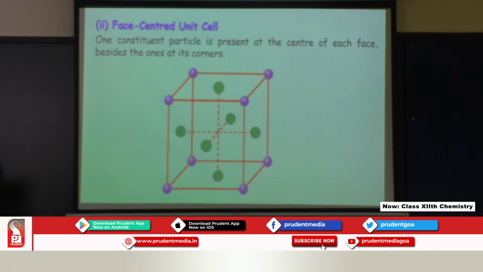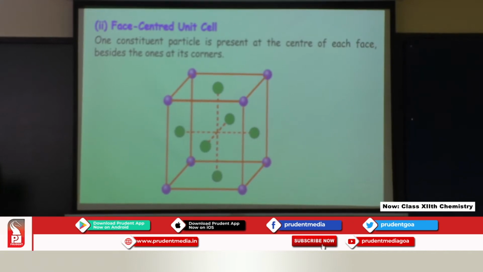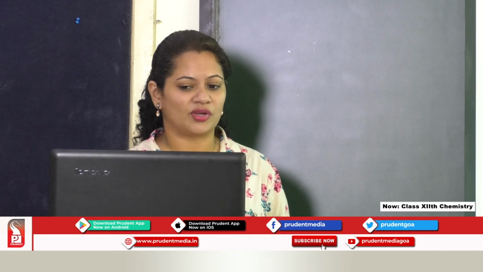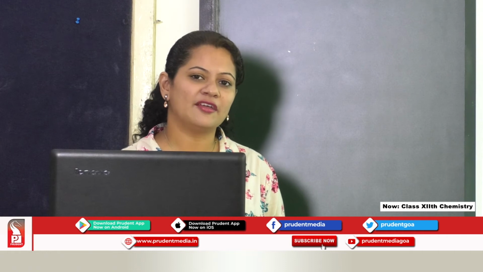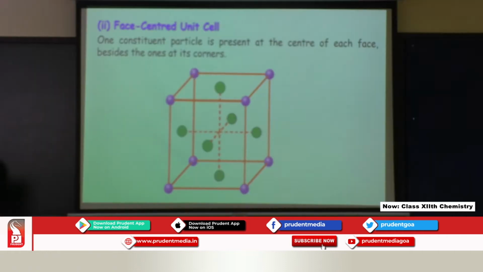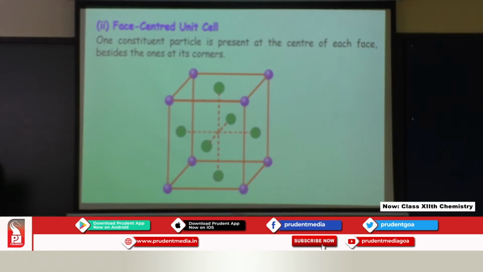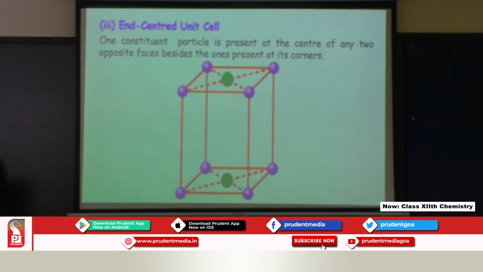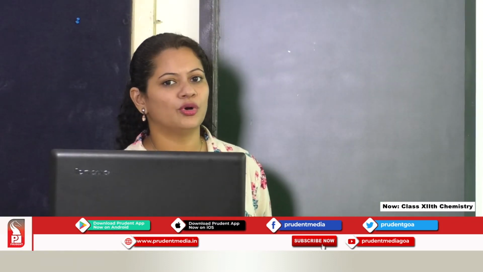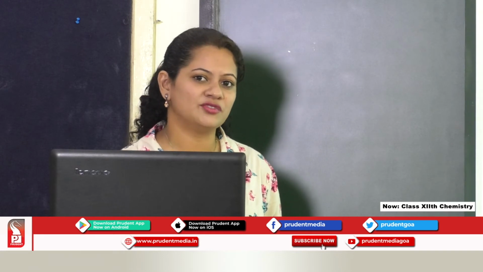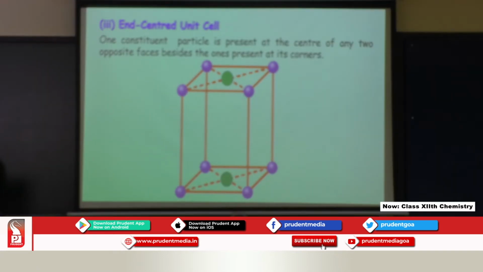A face-centered unit cell has 8 atoms which are present at its corners along with an atom which is present at the center of every face of the cube. These are the atoms which are being highlighted in the figure. An end-centered unit cell comprises 1 constituent particle which is present at the center of any 2 opposite faces besides the ones which are present at the corners of the cube.